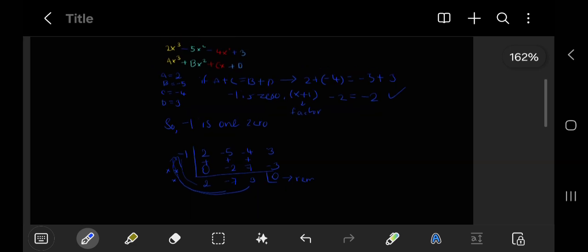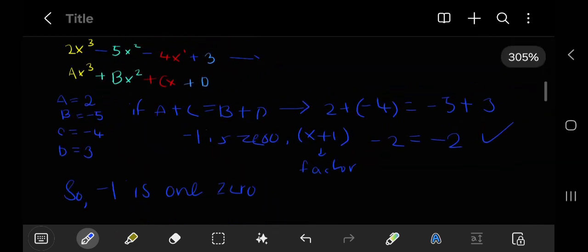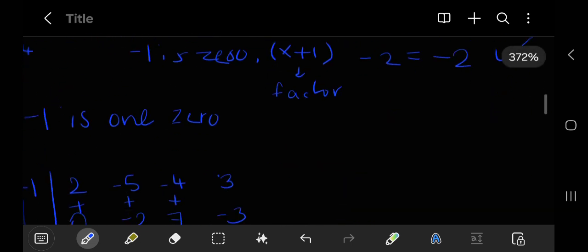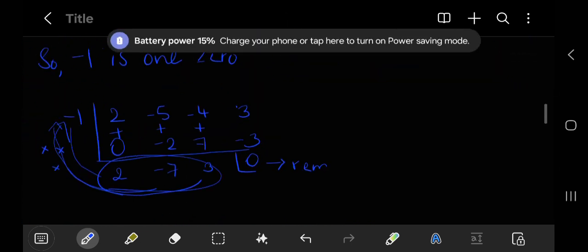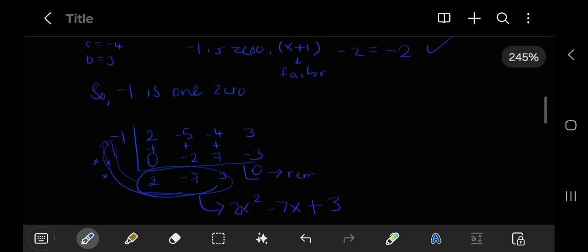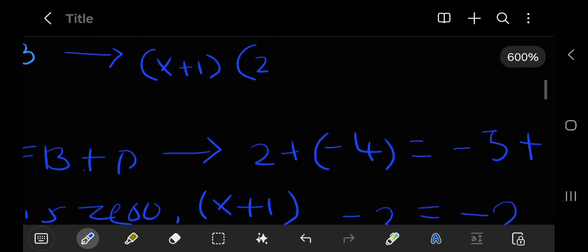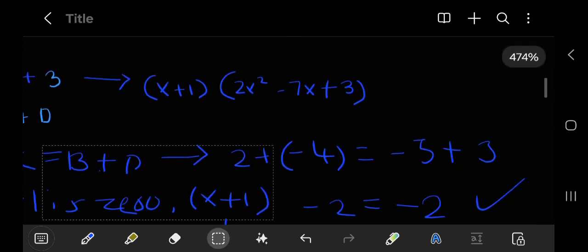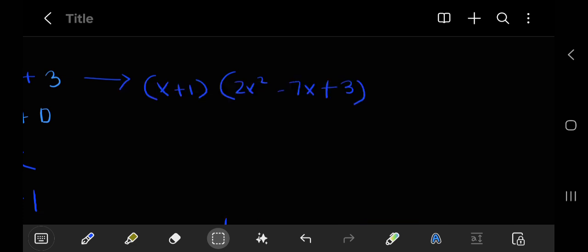So when I factorize it, let me write it here. I'm getting x + 1, because −1 is the zero, so x + 1 will be one of my factors. And when I write the rest in quadratic form, it will be 2x² − 7x + 3. We are still halfway, so let's factorize the quadratic.